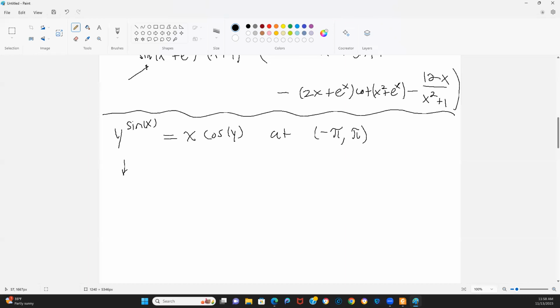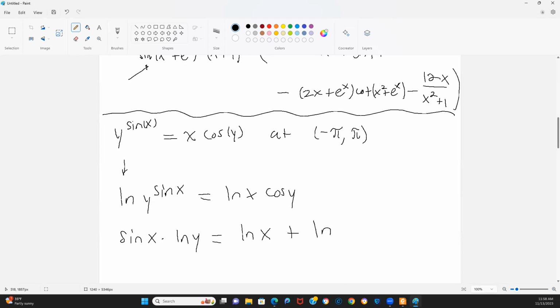So the first thing I would do, so I have y to this power, it's kind of awful. What I would do is I'd take the natural log of both sides to get rid of that. And then use the log rules to write it as sine x times ln of y is equal to ln of x, like parentheses, I guess, plus ln of cosine y.